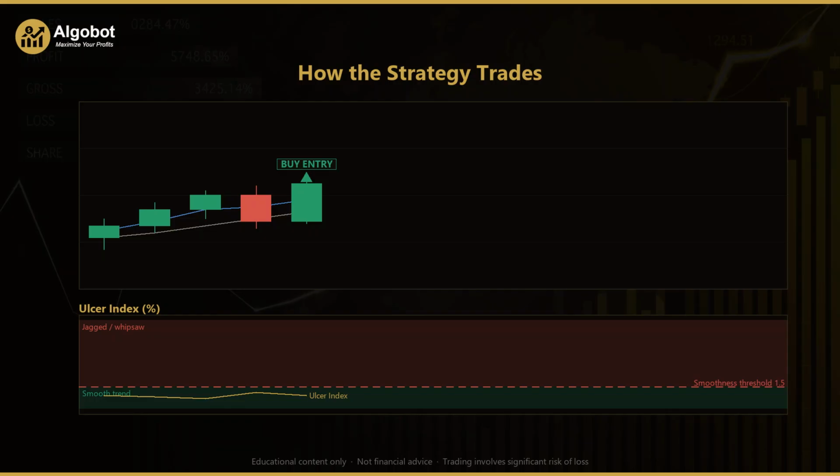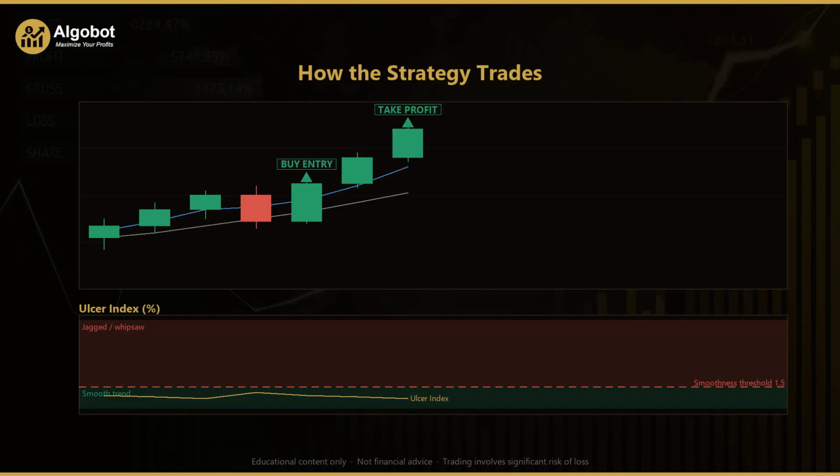Price is stepping higher, staying above the rising gray average, and down in the subpanel the Ulcer Index hugs the low, green part of its range. That tells us this advance has been calm, with only shallow dips, exactly the kind of trend this system wants to join. Now look at the fourth candle in our sequence.